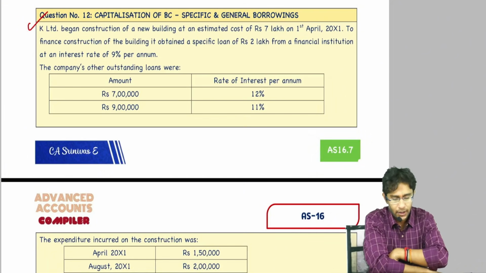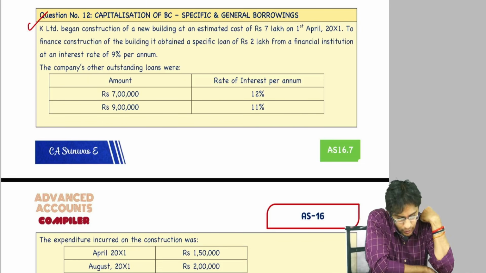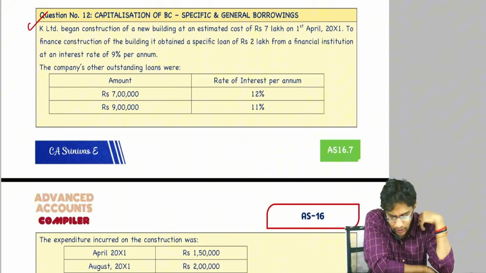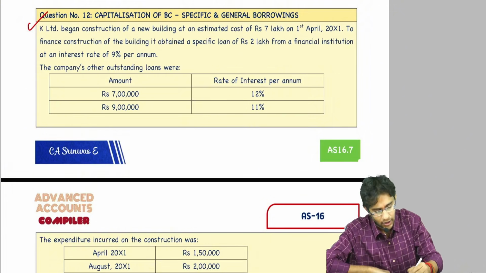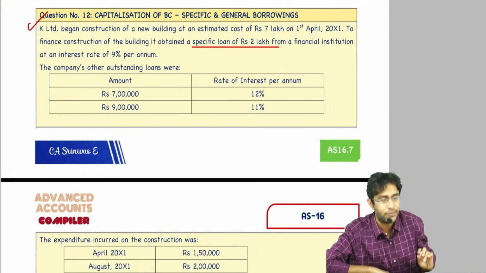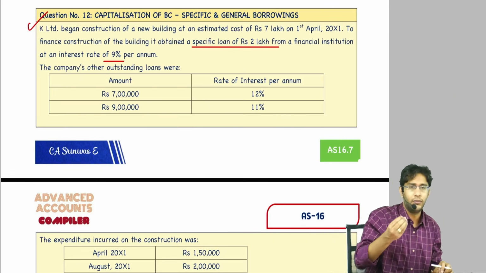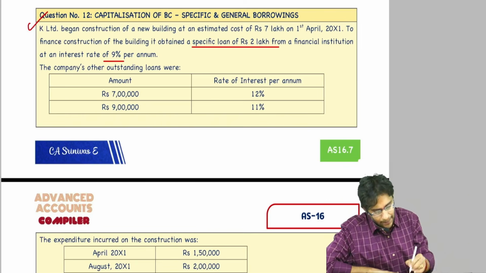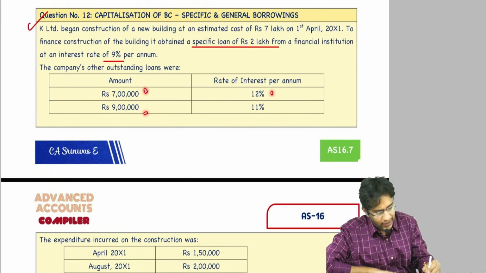K Limited began construction of a new building at an estimated cost of rupees 7 lakhs on 1st April 20x1. To finance the construction of the building, it obtained a specific loan of 2 lakhs from a financial institution at an interest rate of 9% per annum. Oh, wait there. How clearly he is telling you specific loan of 2 lakhs at the rate of 9% per annum. Clearly specific borrowing. Company's other outstanding loans, these are general borrowings: 7 lakhs, 9 lakhs, rates of interest are given.